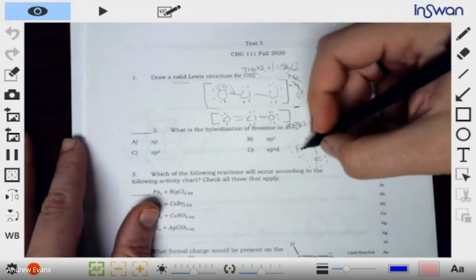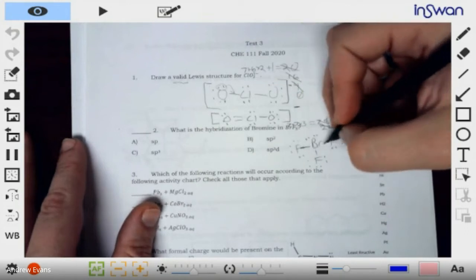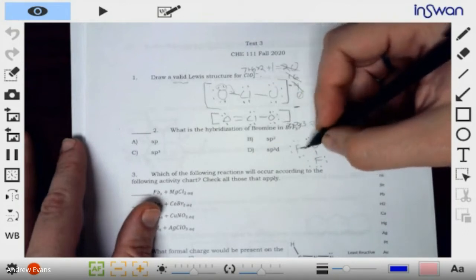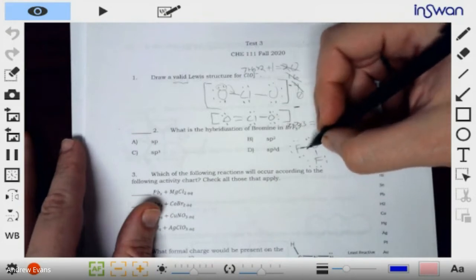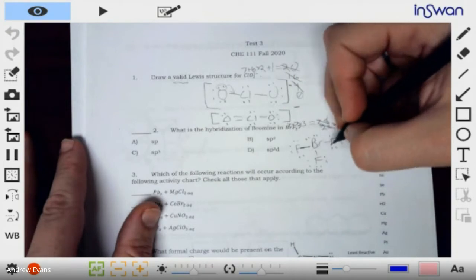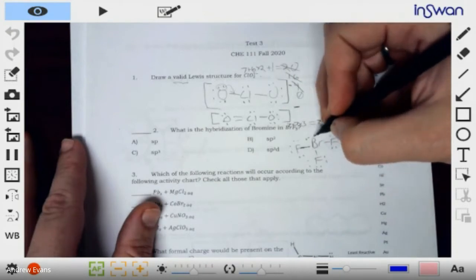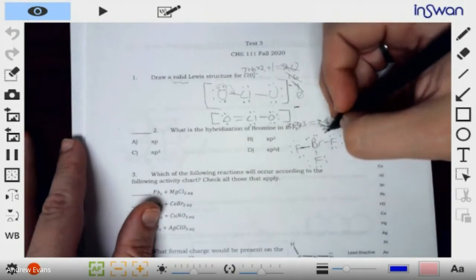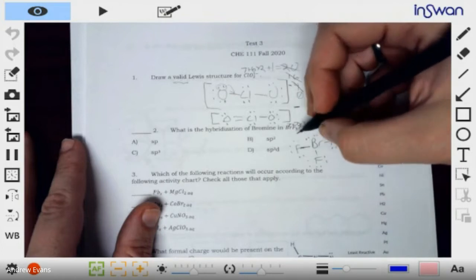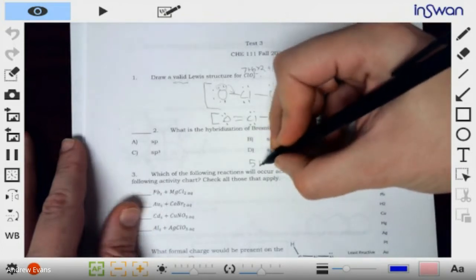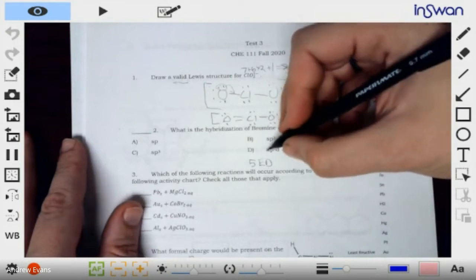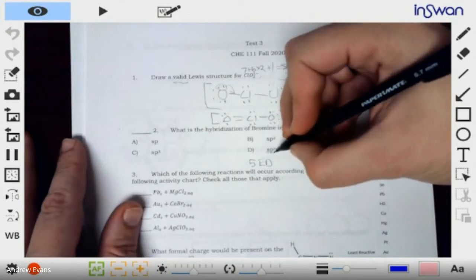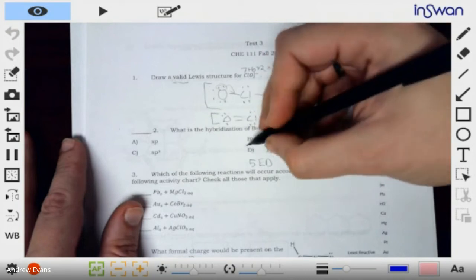So now to get hybridization, we are looking at how many unique electron domains we have coming off the bromine. We have here 1, 2, 3, 4, and 5. 5 total things coming off the bromine means we need 5 electron domains, 5 hybrid orbitals. So 1 from s, 3 from p, 1 from d. There's our 5.